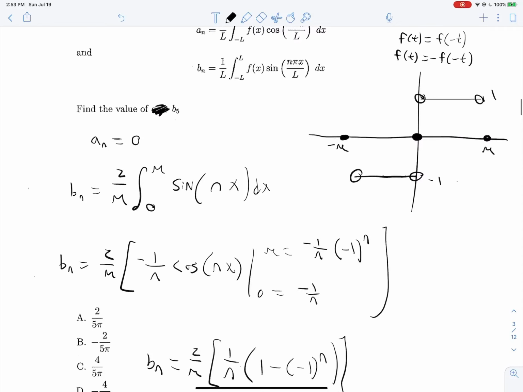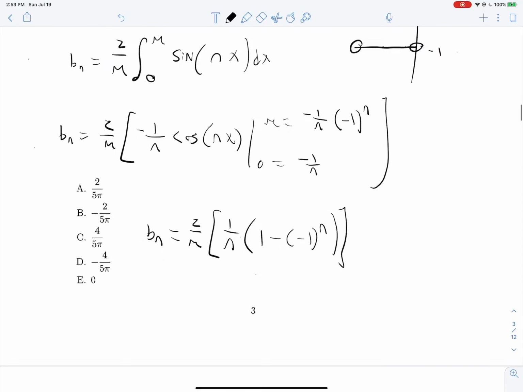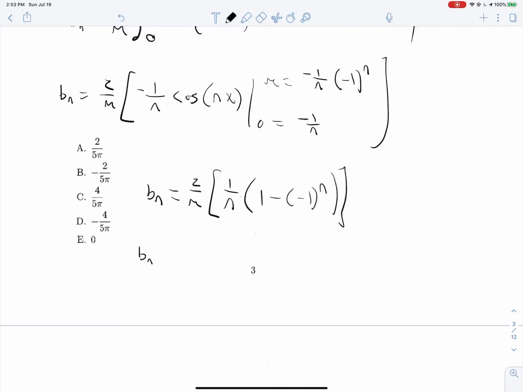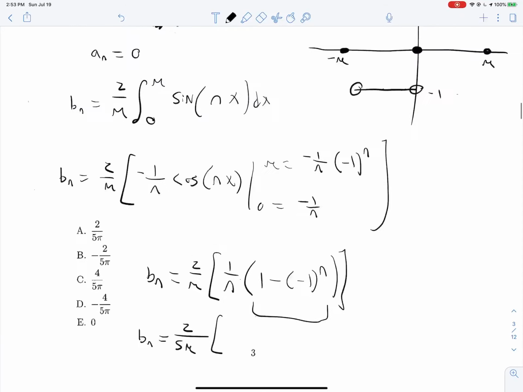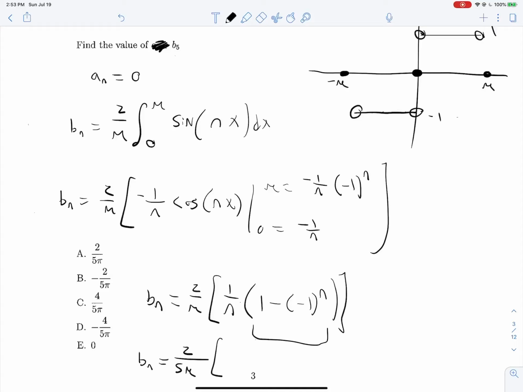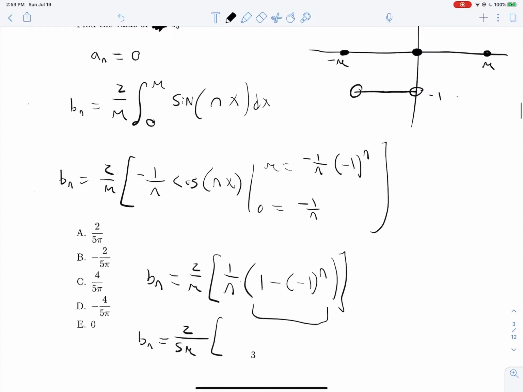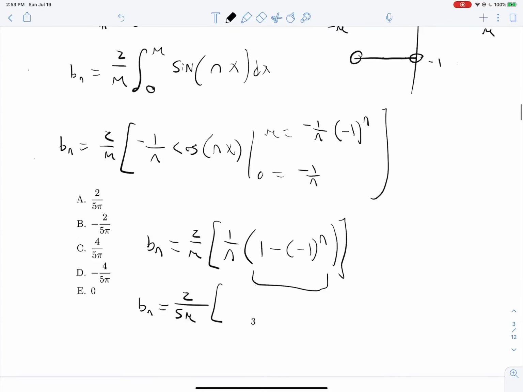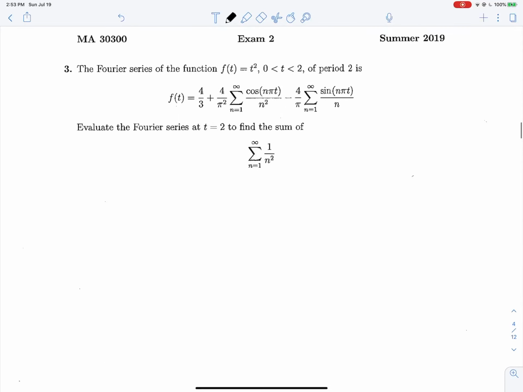We're looking for b5. So let's just plug in 5 for n, and we should have our answer. So bn is equal to 2 over 5 pi times, well, what will this thing evaluate to? For odd n, it will evaluate to 2, and for even n, it will evaluate to 0. And since 5 is odd, we will just get a 2 in here, so bn is equal to 4 over 5 pi, and c is our answer.